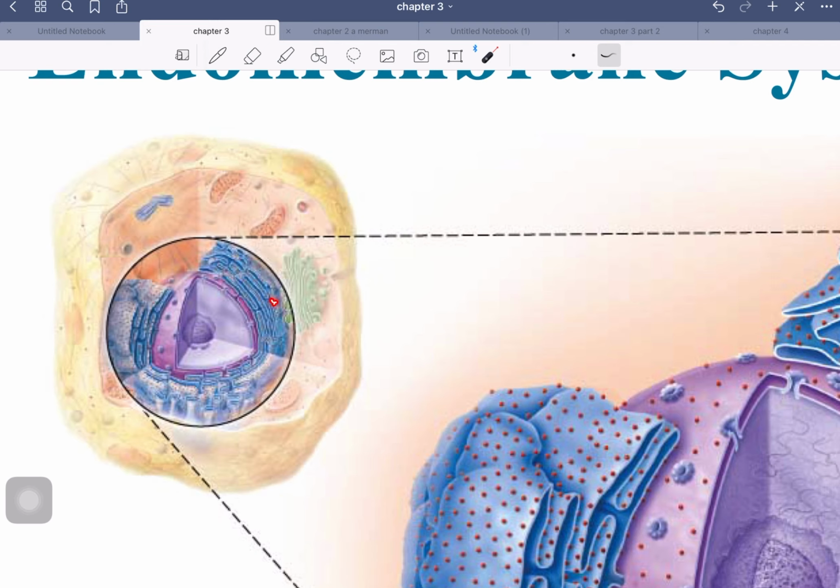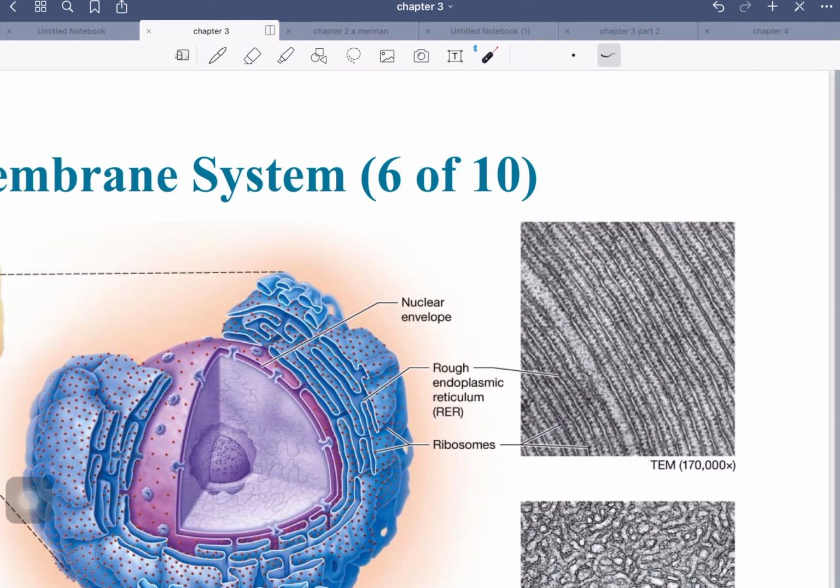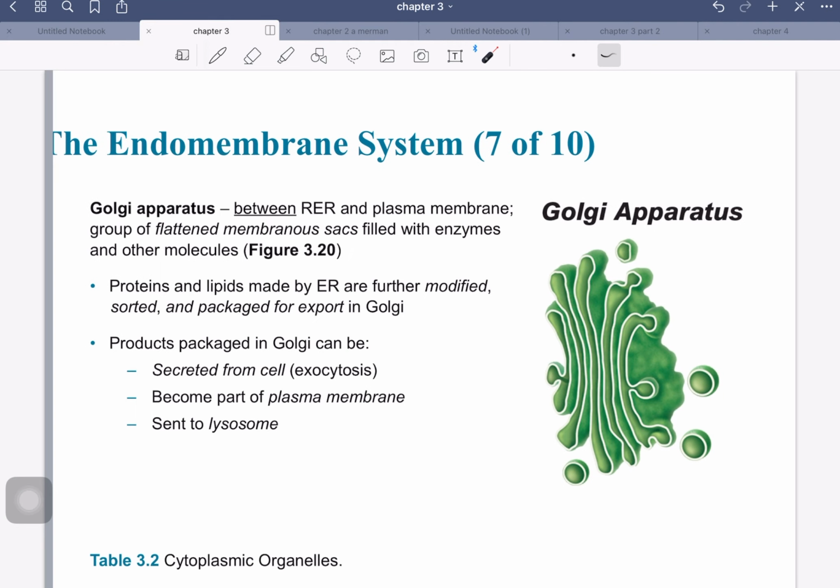So you can see between the ER and the membrane, the Golgi apparatus is usually sort of just stuck in there. And the Golgi apparatus we find between the rough ER and the plasma membrane. And have a look at it. To me, it kind of looks like a bunch of pancakes that are kind of stacked up on top of each other. So they're flattened membranous sacs filled with enzymes and other molecules.